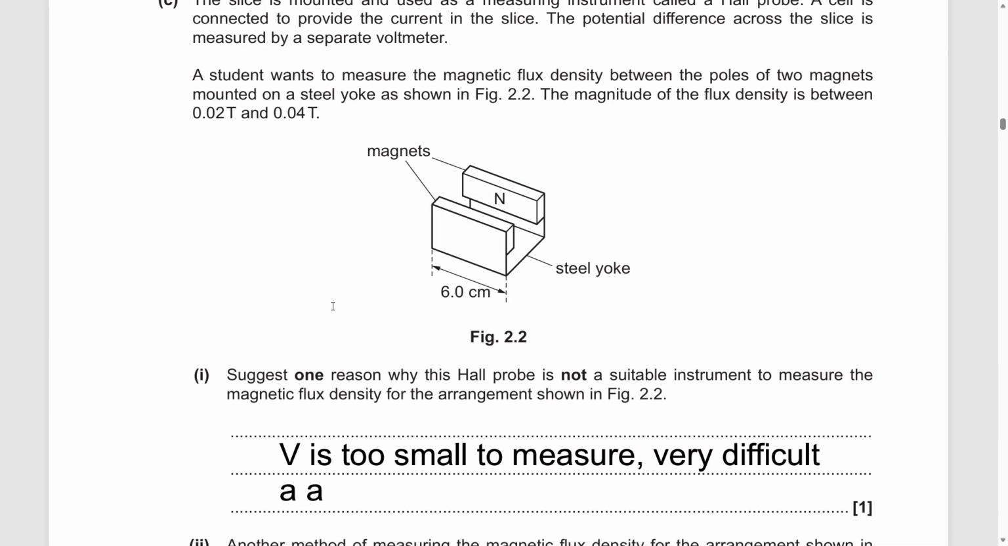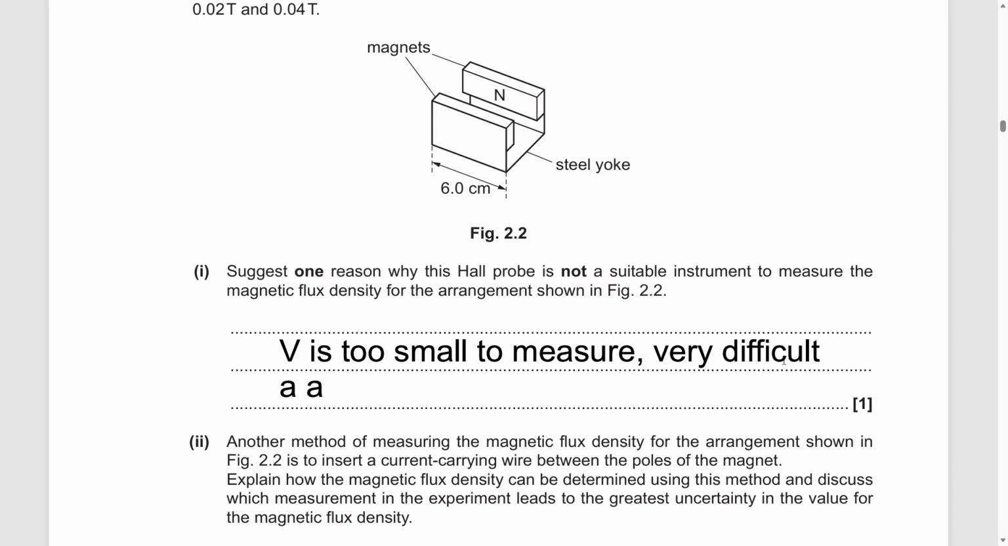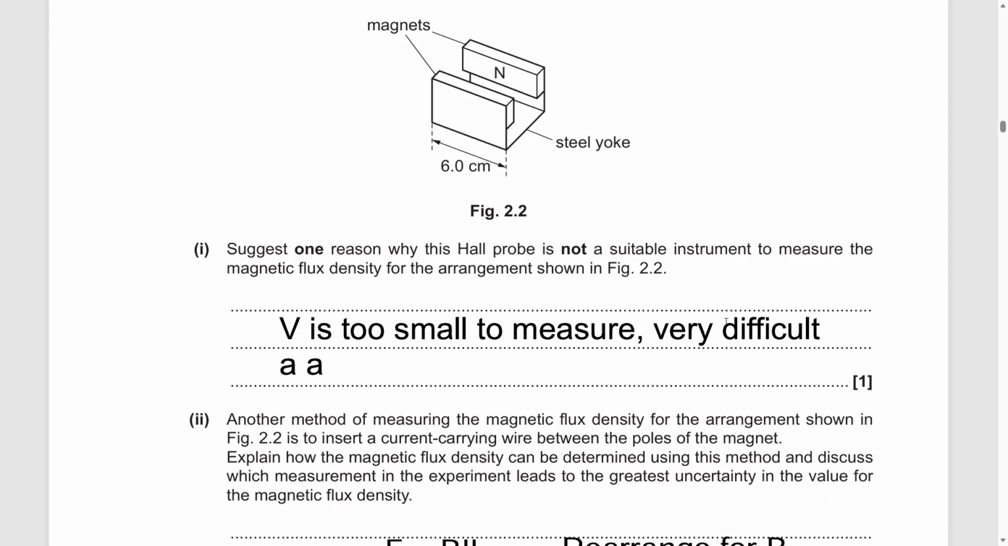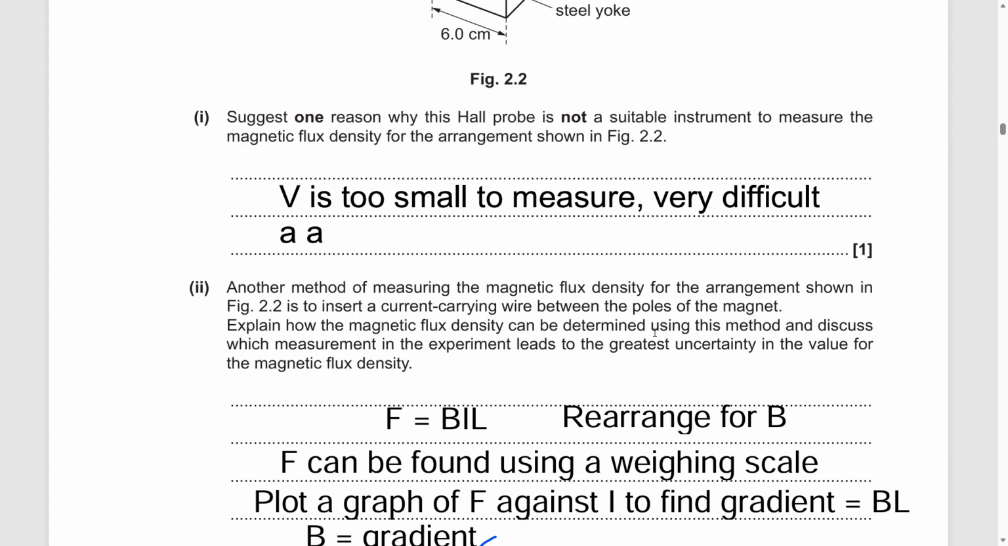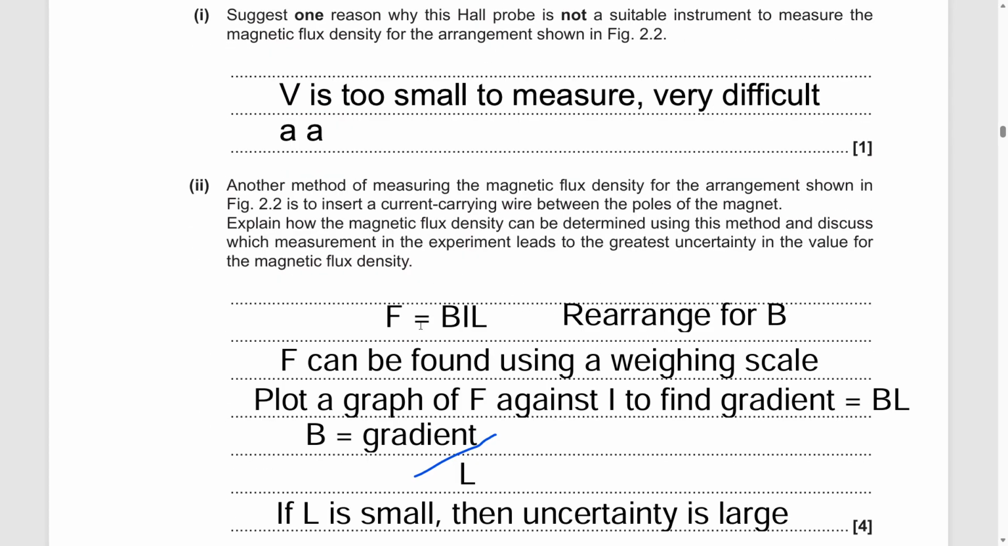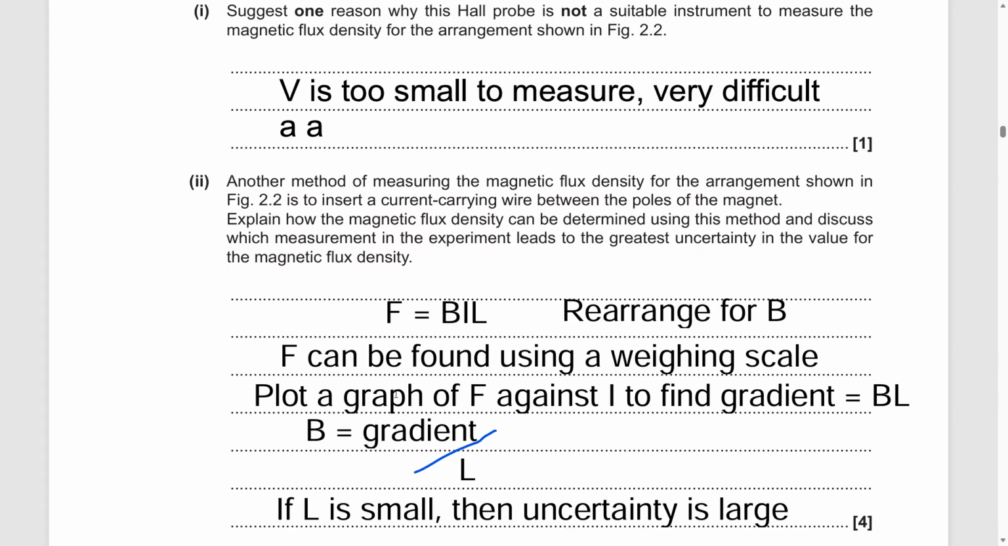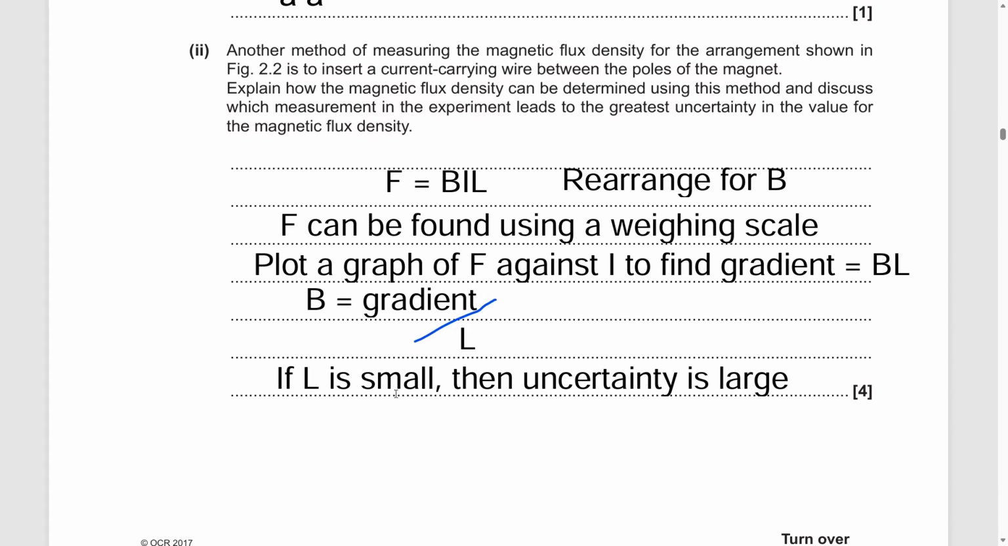For this question, V is too small to measure. It is very difficult. So the question will suggest one reason why this Hall probe is not a suitable instrument. For this question, F is equal to BIL, rearrange for B. F can be found using a weighing scale. Plot a graph of F against I to find the gradient, which is BL, and then because you want to work out B, that is the gradient divided by L. If L is small, uncertainty is large.